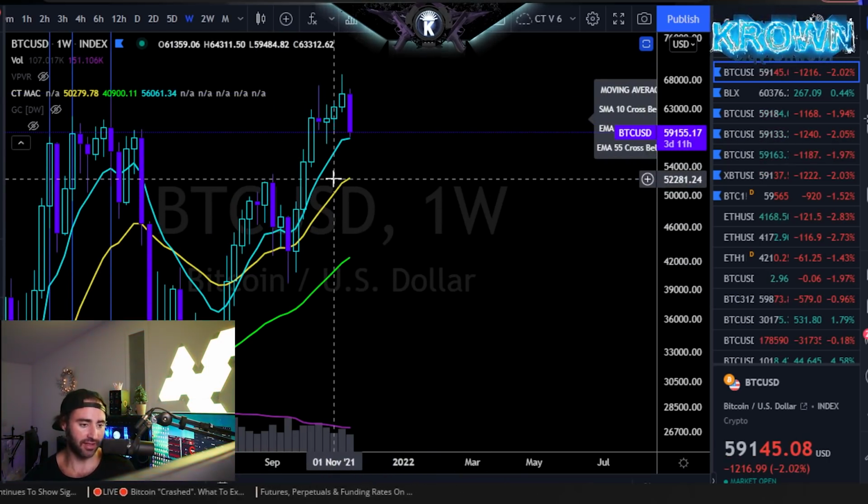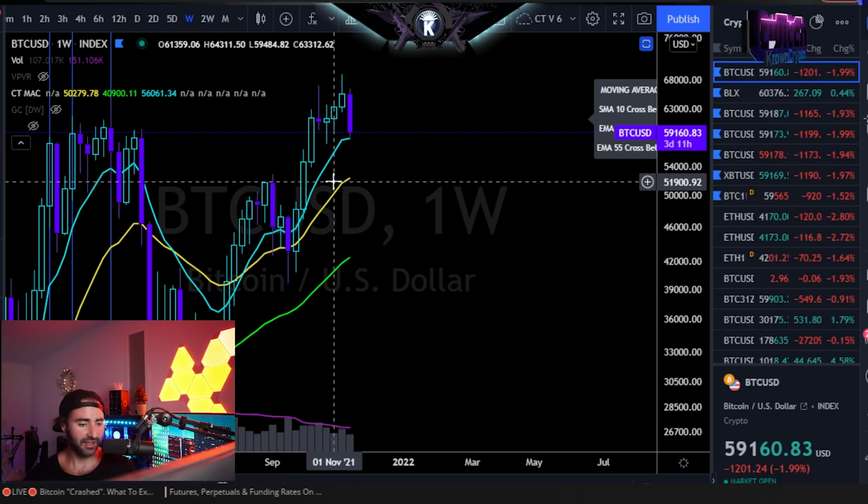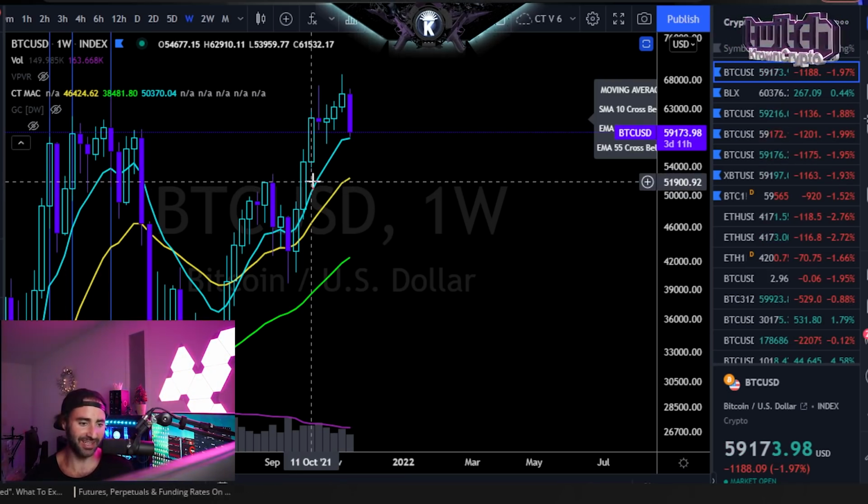Apologies for the doggies outside. We're dog sitting a couple of Pomeranians, and they're quite excited right now.